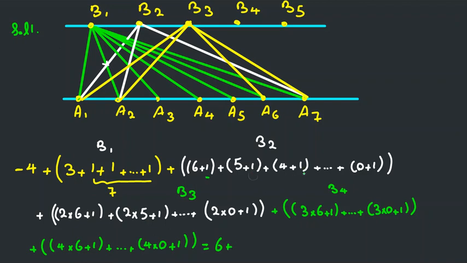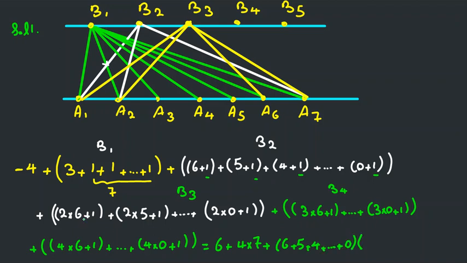Now, if we consider ones, how many ones are there for each of them? 7. From B2 to B5 that we have here. B3, B4, B5. So B2 to B5, how many points? 4. 4 times 7. Then plus, we have 6, 5, 4 to 0. Plus 5 plus 4 to 0.